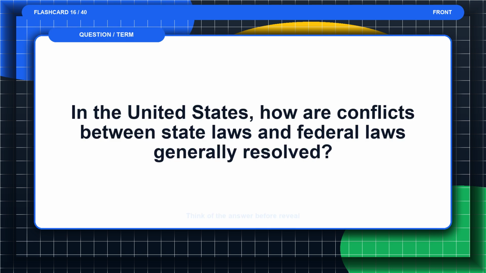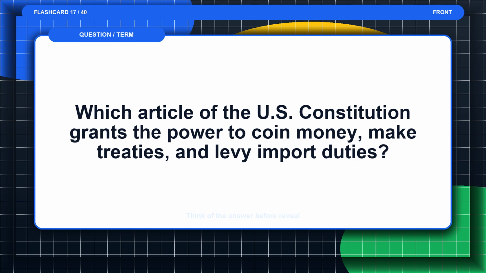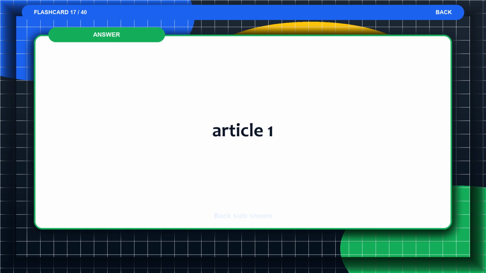Flashcard 16. In the United States, how are conflicts between state laws and federal laws generally resolved? Think of the answer before the reveal. The answer is the conflict must be resolved using the Supremacy Clause. Flashcard 17. Which article of the U.S. Constitution grants the power to coin money, make treaties, and levy import duties? Think of the answer before the reveal. The answer is Article 1.